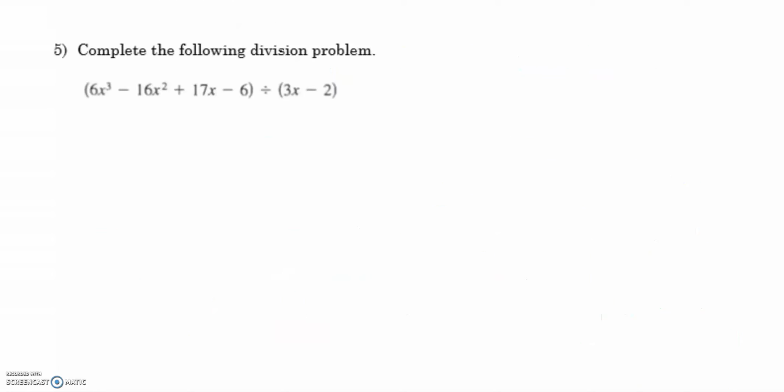This next problem, number 5, again, just complete the division problem. So it's your choice if you would like to do synthetic or long division. Now, we could do synthetic division on this problem. We talked about this in class, that if you do have a lead coefficient other than 1, you can do synthetic division by saying your root's 2/3, but then you'd have to divide out the 3 at the end. Just to be safe for the video, I'm going to do long division on this one because I feel like it's better safe than sorry.